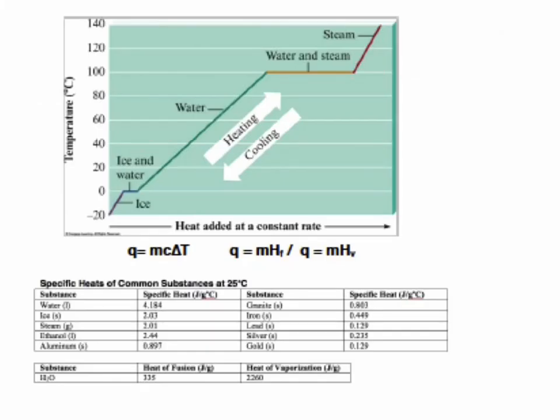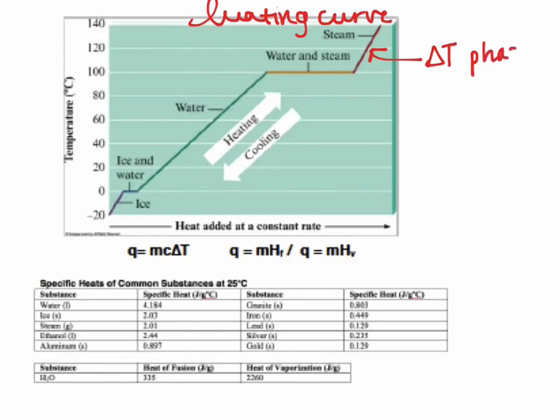So we're going to look here at a heating curve. You should have seen this back in pre-AP. So this is a heating curve. What is happening at the slopes? Anybody remember? We get a phase. So this is a change in temperature, and these are our phases. The flat line is our actual phase change.